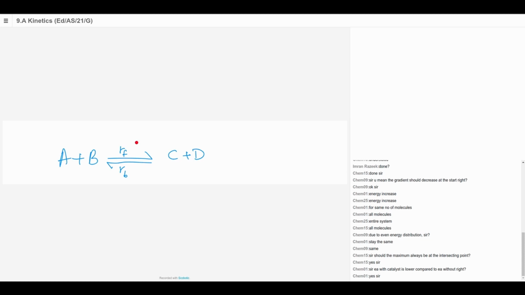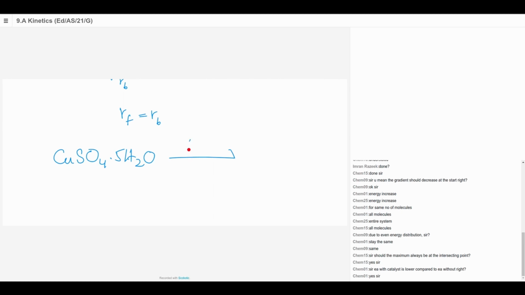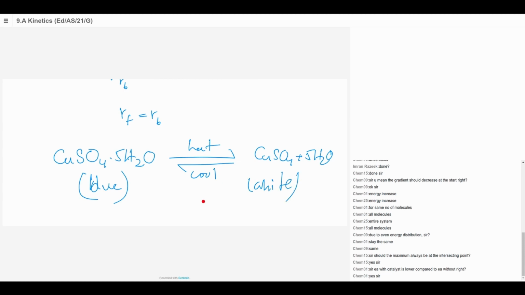A good example of a reversible process which is not equilibrium is the heating of hydrated copper sulfate. The hydrated copper sulfate is a blue solid. When you heat it, it turns to anhydrous copper sulfate. It loses its water of crystallization and forms the anhydrous copper sulfate. When you cool the anhydrous copper sulfate, it absorbs the water of crystallization and forms the hydrated blue copper sulfate. So this is also a reversible process.